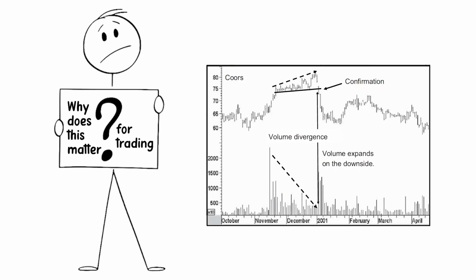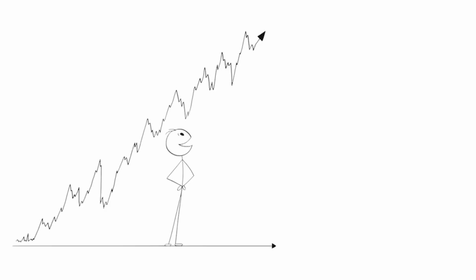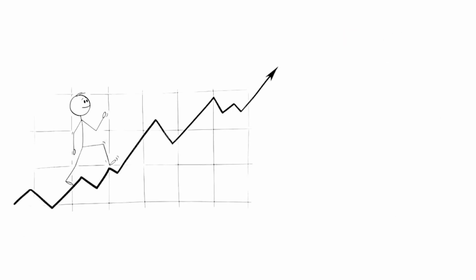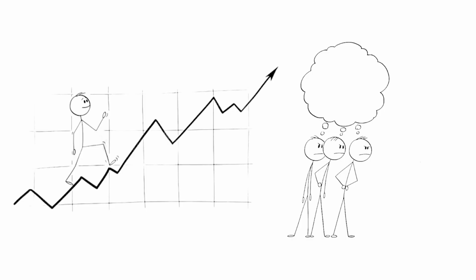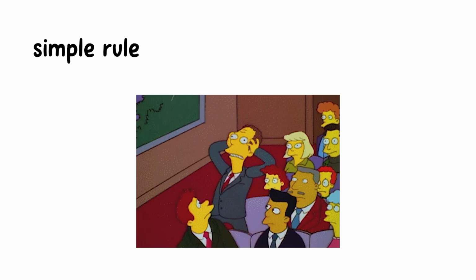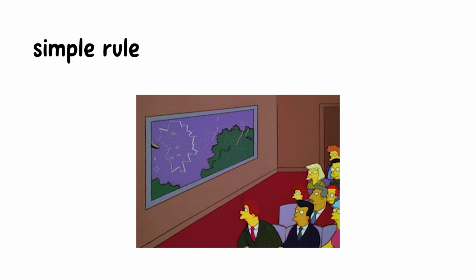Why does this matter for trading? Because volume tells you if a price move is real or fake. If a stock jumps up on high volume, it means lots of people are buying. Real money is flowing in. That move will probably continue. If a stock jumps up on low volume, it means only a few people are buying. Weak move, it'll probably reverse. Here's the simple rule: big price moves should come with big volume. If you see a big price move with tiny volume, don't trust it.